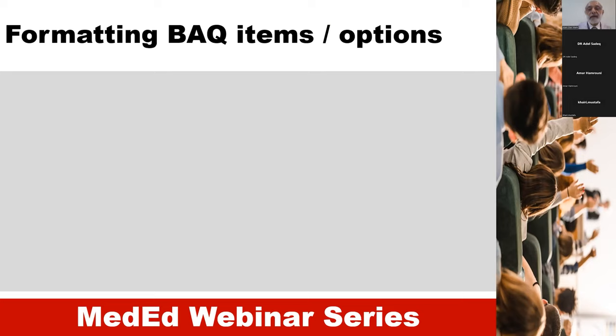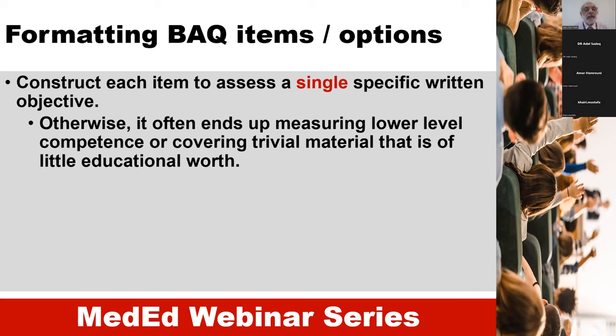Next, formatting of these items or options. Construct each item to assess a single specific written objective. So make sure that one statement, one option, or one item does not assess more than one objective. If we do so, it would end up measuring a lower level of competence or covering trivial matter that is of little educational worth.